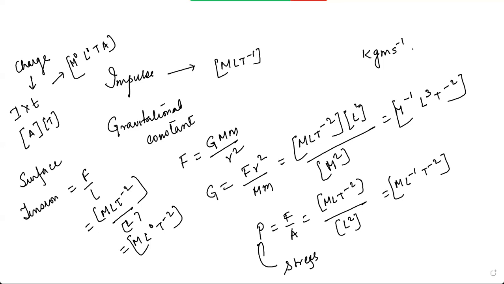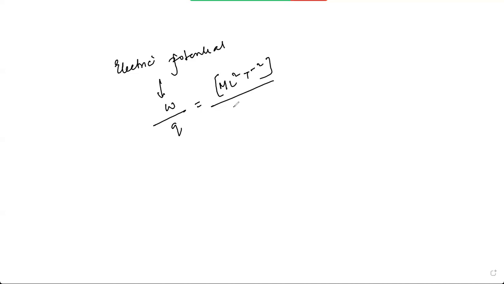In the similar manner, dimensional formula of electric potential is calculated as work done by charge. So dimensional formula of work is M L^2 T^-2 by charge, which is current multiplied by time, T A. So dimensional formula of electric potential is M L^2 T^-3 A^-1. So you have to learn all these dimensional formulas.